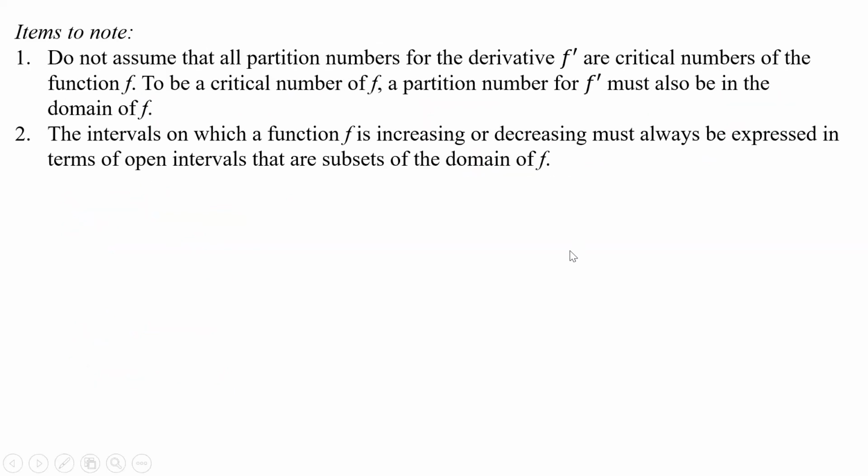All right, so let's look here. Some items to note. We can't assume that all partition numbers for the derivative of f are critical numbers of the function. To be a critical number of f, a partition number for f prime must also be in the domain. If it's not in the domain, then it's not going to be there. So that's the first key.